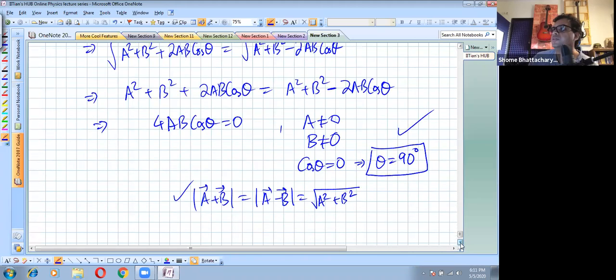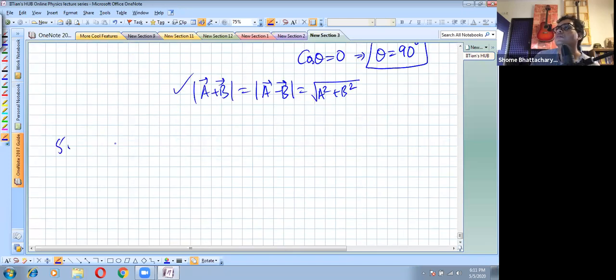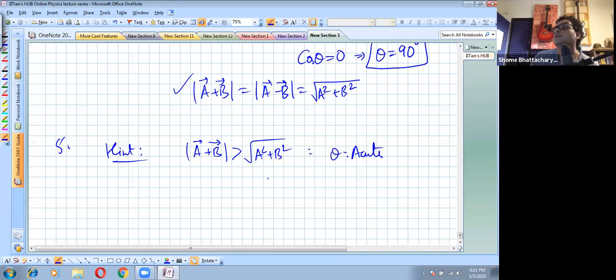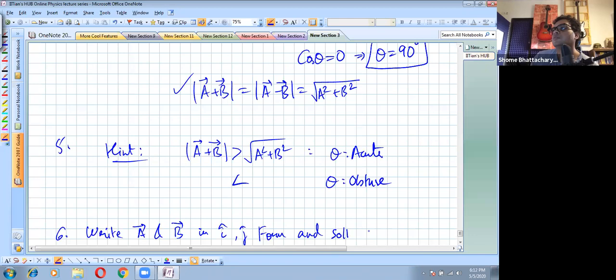Then the fifth question also uses that inequality concept, as I told you. In the fifth question, it is mod of A plus B is greater than root of A square plus B square when theta is acute, and less than when theta is obtuse. So use that theorem. Sixth question: write A and B in component form, in I cap, J cap form, and solve. You simply get the answer. The easiest way of doing this question.